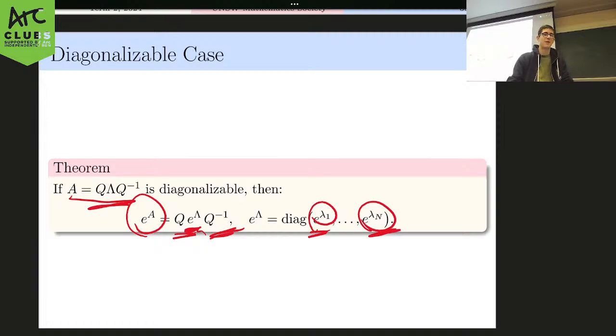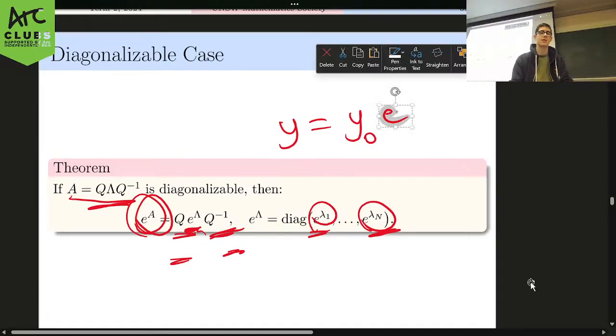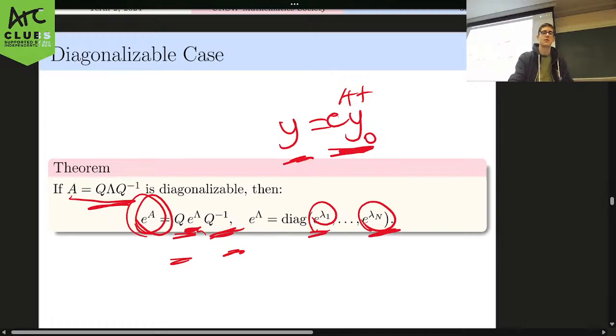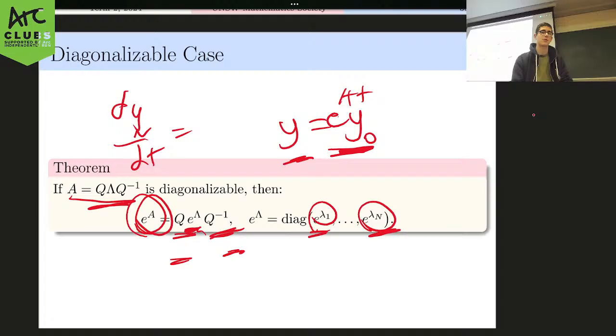So if you have a diagonalizable matrix, you find the eigenvalues, diagonalize it, and then raise all of those to the exponential. Once you do that, you multiply it again by Q and Q inverse, and you get your exponential matrix, so that you can write your solution as y equals e to the At times y naught. Okay, so that's your general solution to your differential equation, dy by dt equals A times y.